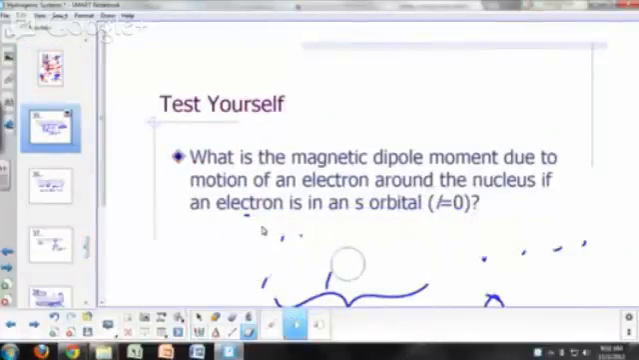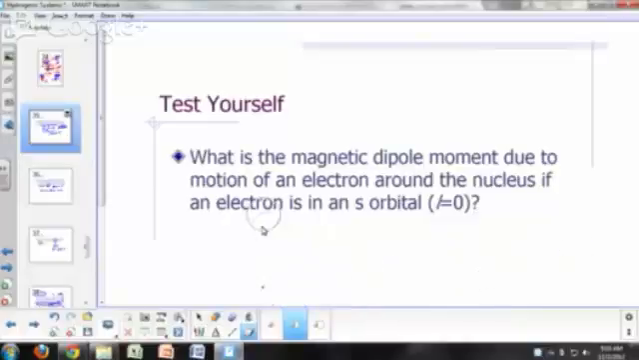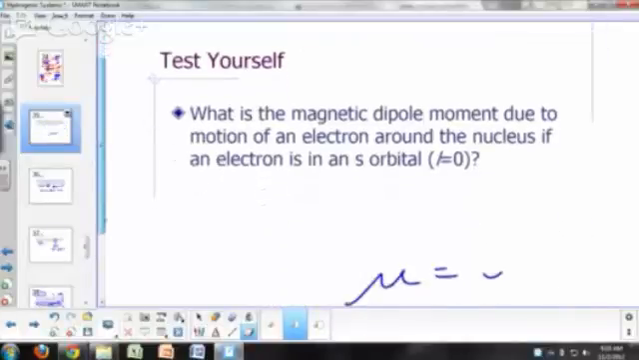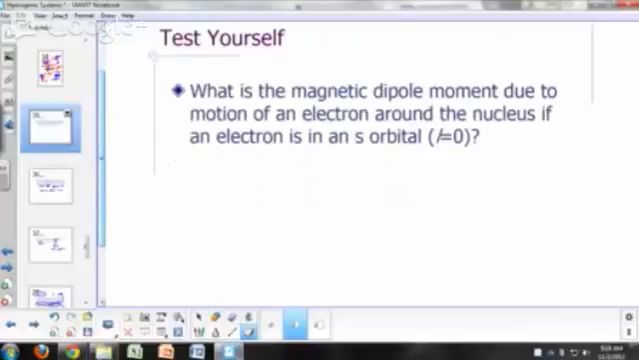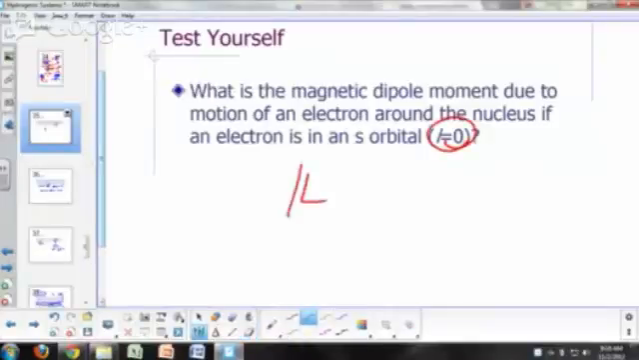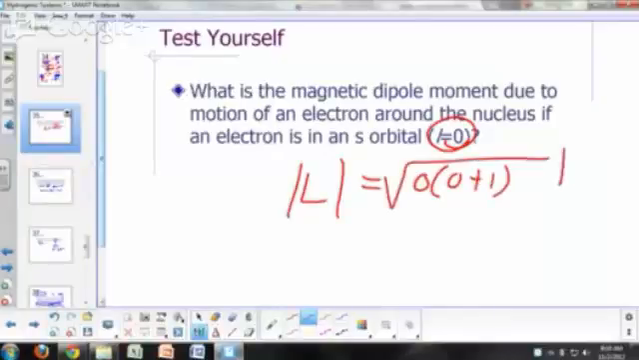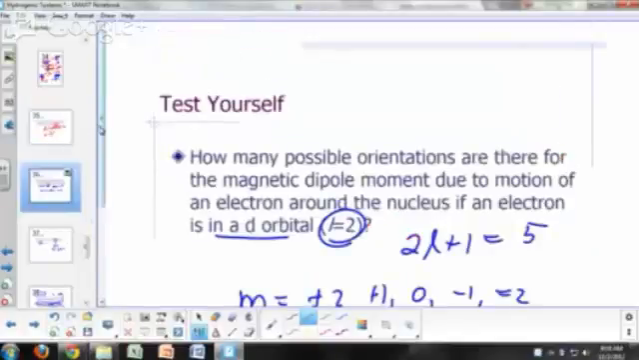Okay, so let's answer this question. What is the magnetic dipole moment due to the motion of an electron around the nucleus if the electron is in the s orbital? Well, for an s orbital, L equals 0, so the magnitude of the orbital angular momentum is 0. Square root of 0 times 0 plus 1, times h bar is 0. So therefore, the magnetic dipole moment is also going to be equal to 0. So an electron in a 1s orbital will not be magnetic. It will not generate a magnetic dipole.